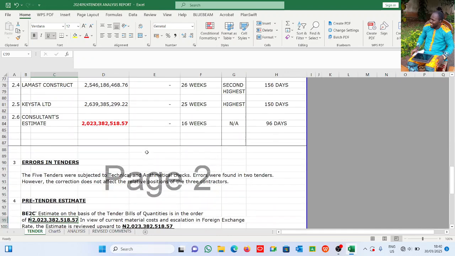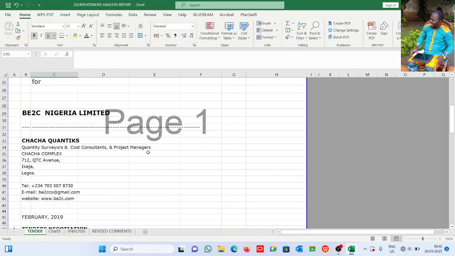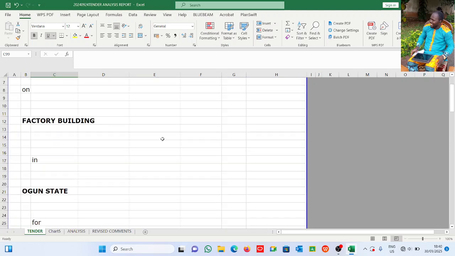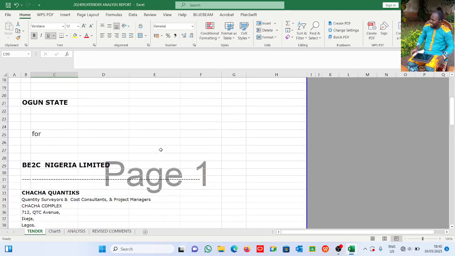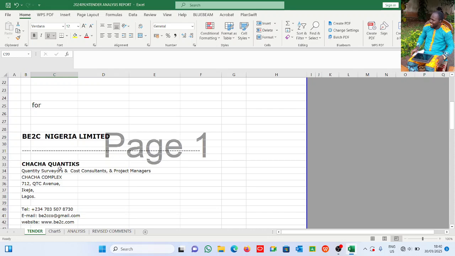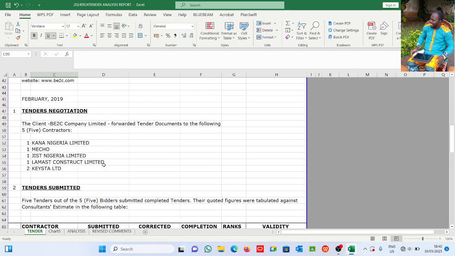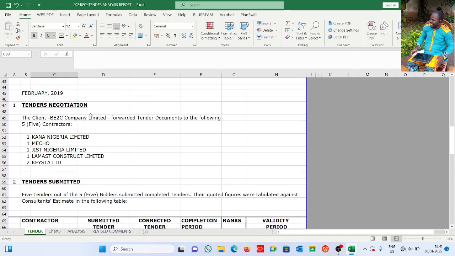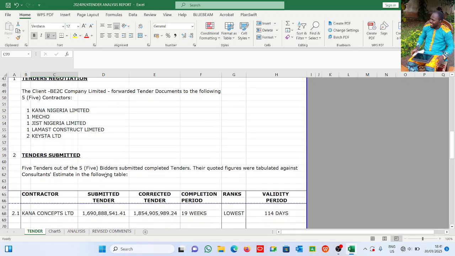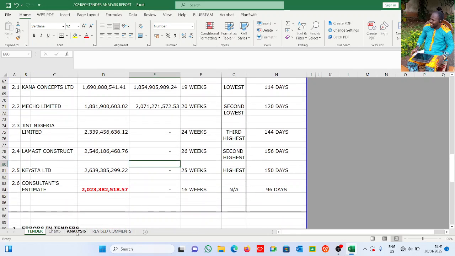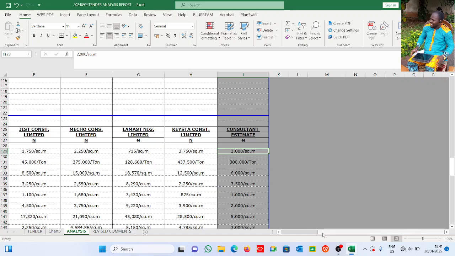This is my report. Now you see tender evaluation report on factory building in Ogun State for B2C Nigeria Limited. Forget about the name, Chaka Quantics. Telephone and February 2019, as the case may be. Now these are the contractors. Now this is basically how you analyze a tender professionally.